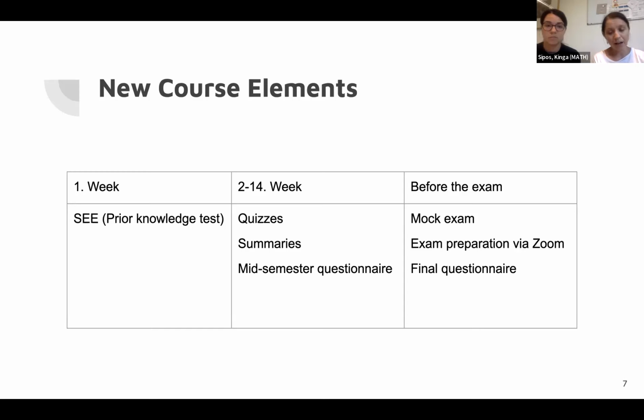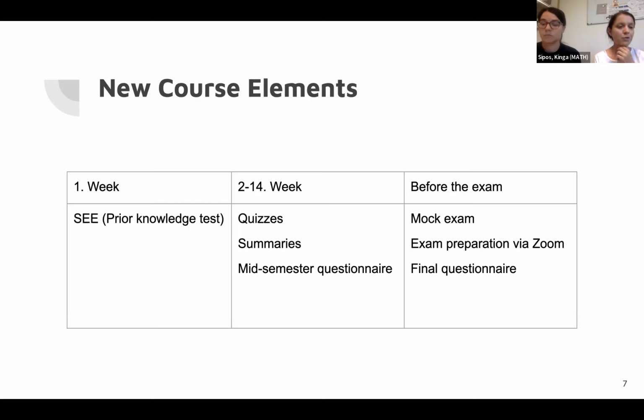Every second week, they are submitting some summaries. Before the exam, they write a mock exam. And they have also an online exam preparation via Zoom. The mock exam is not an online exam. The other additional elements are composed of online tasks, but the mock exam is an exception because we really wanted to mimic the real exam. So we wanted to make it as similar as possible to the actual exam.